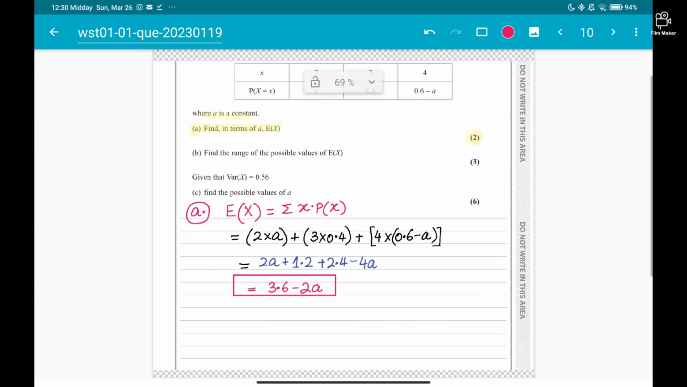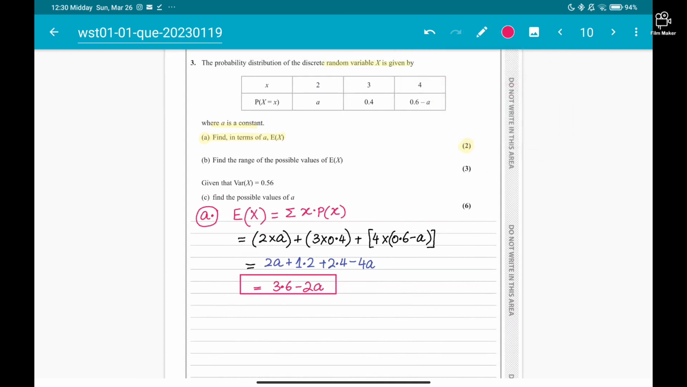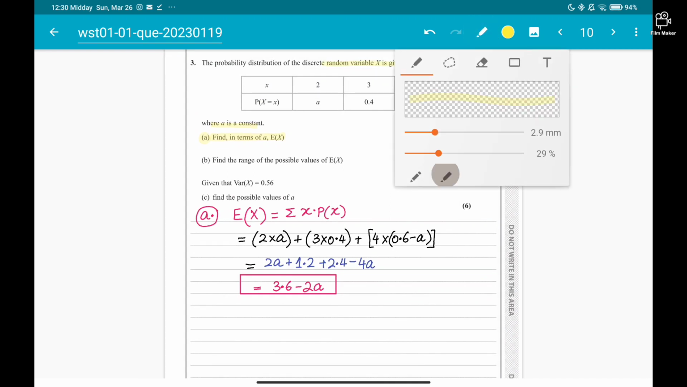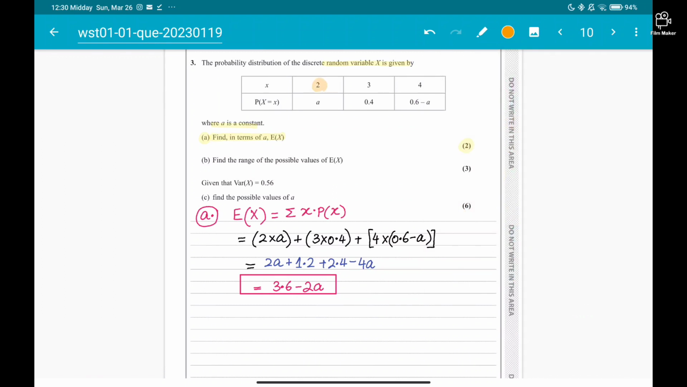That is basically finding the mean of a discrete random variable. It's a very simple tactic: you just multiply 2 with a, 3 times 0.4, and so on. Now moving forward, part A is done. You got the answer, and it is correct with the official marking scheme as well.